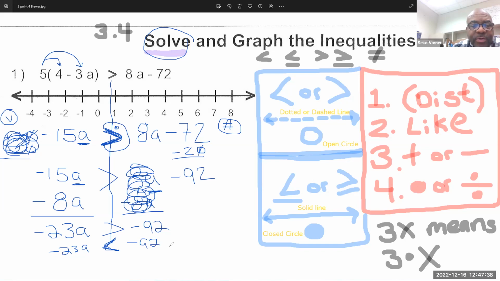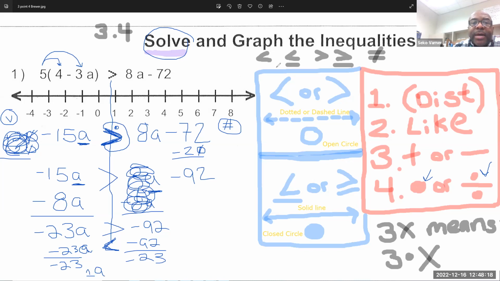All right, well, as we keep moving, we need to get a by itself so we can solve for a. So negative 23a is really negative 23 times a. The opposite of multiplication is division, right? So we're going to divide both sides by the number that's multiplying the variable. That's negative 23. So negative 23 divided by negative 23 leaves us with 1. And then our variable, we have 1a.